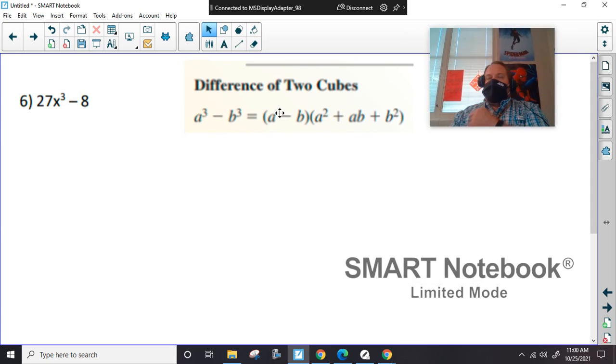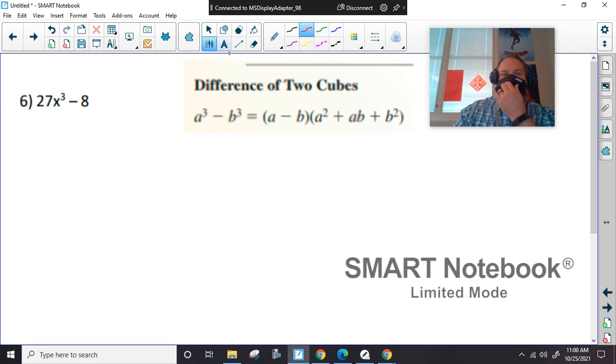So it's the same thing, except this time we actually have a number right here. So we need to find what number times itself 3 times is 27.